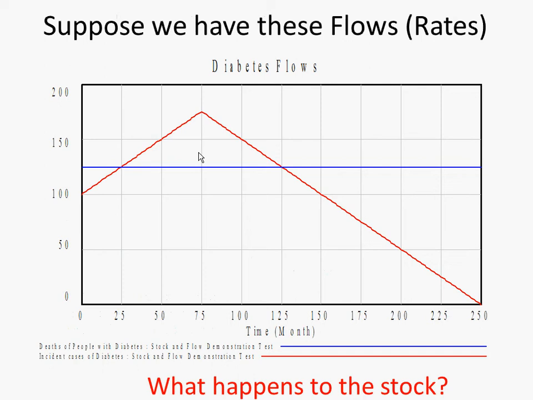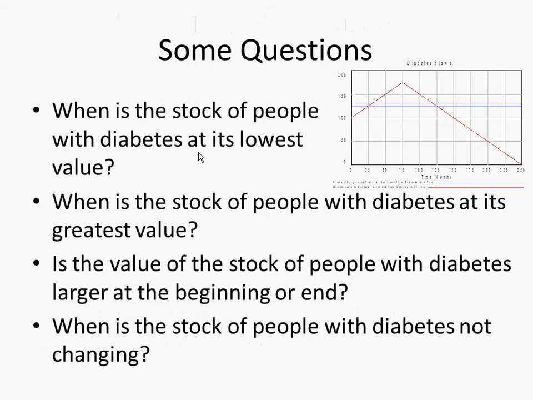And then what's going to happen at this point here? After that it's going to be slower. Is it still going to be increasing though? Yes, it's just increasing slower and slower until the flows are the same. So when is the stock of people with diabetes at its lowest value here?